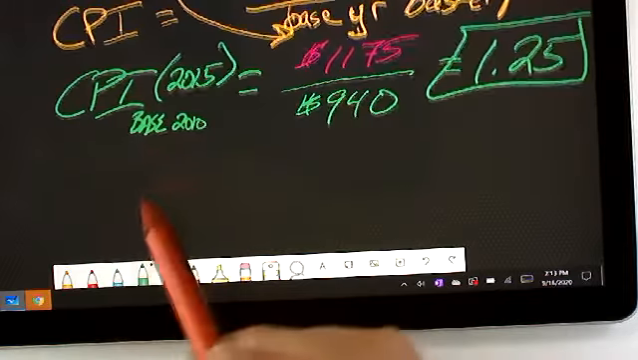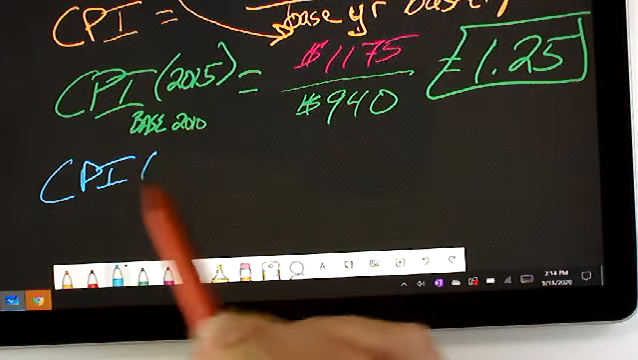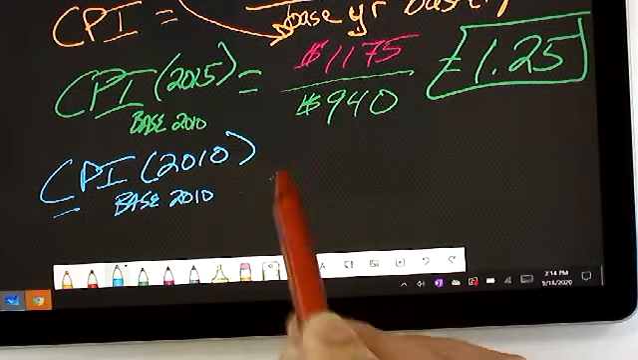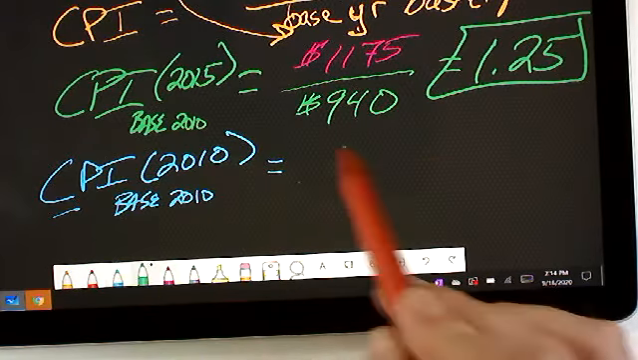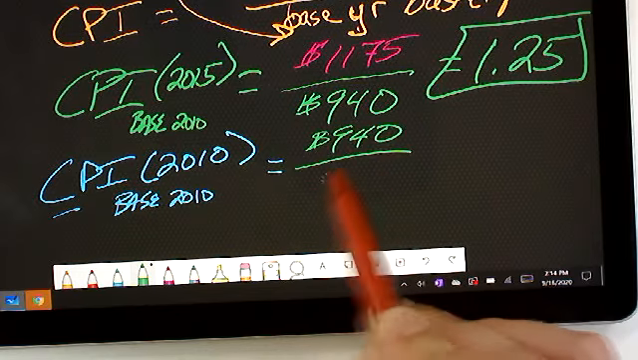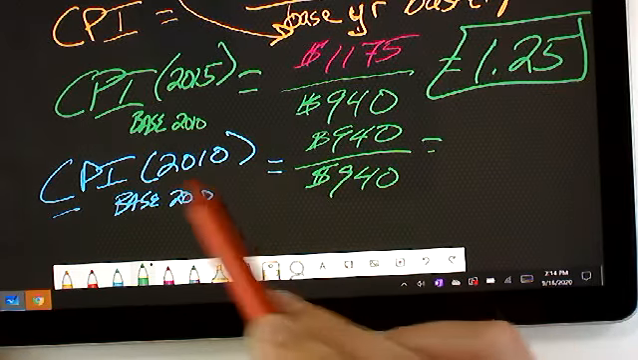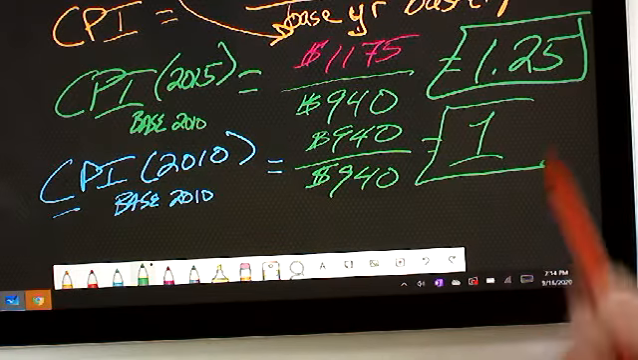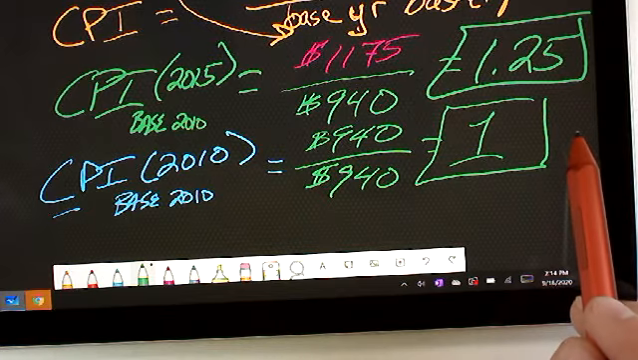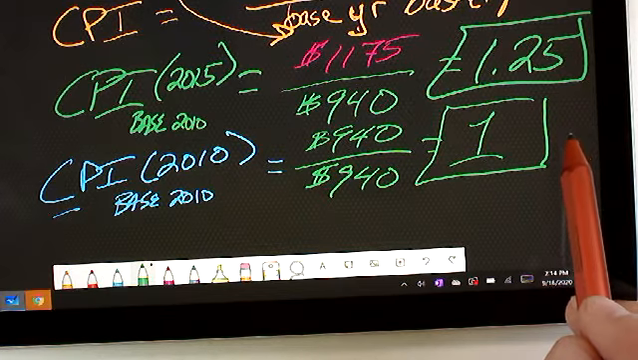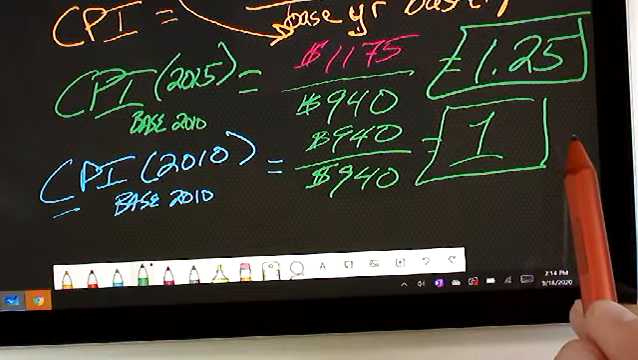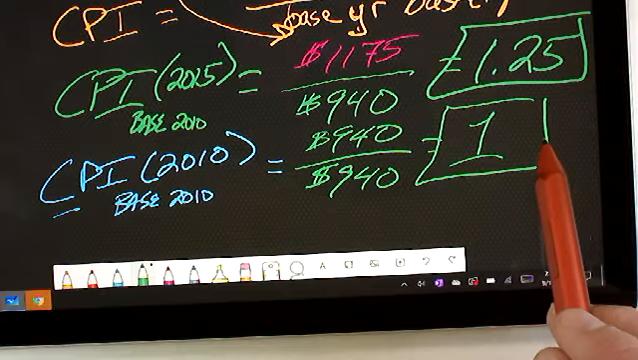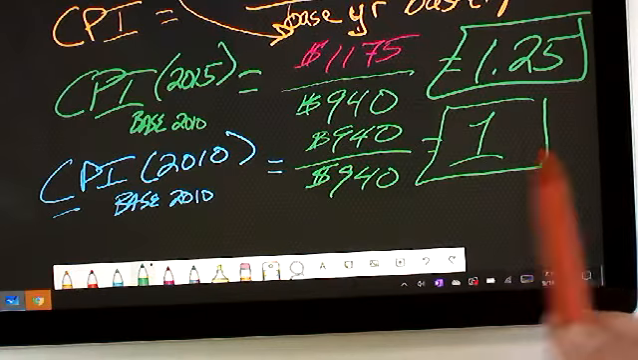So if we wanted to figure out the CPI for 2010, given a base of 2010, what would that be? Well, we would just take that 940 and put it on the numerator and on the denominator. That's the price level in the year we're looking at, and it's also the price level in the base. So the CPI of the year that it's based in is always 1 by definition. If you're ever having a hard time looking at a series of CPIs, figure out which year is labeled 1. That's going to tell you what the base is.